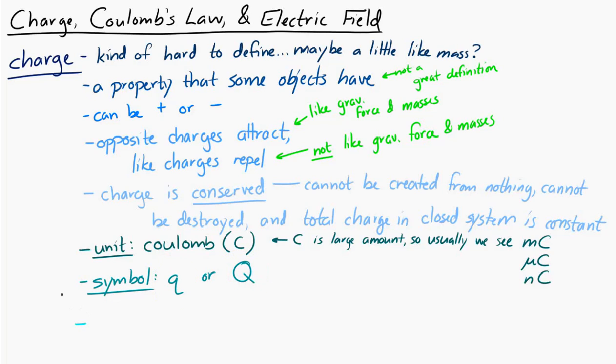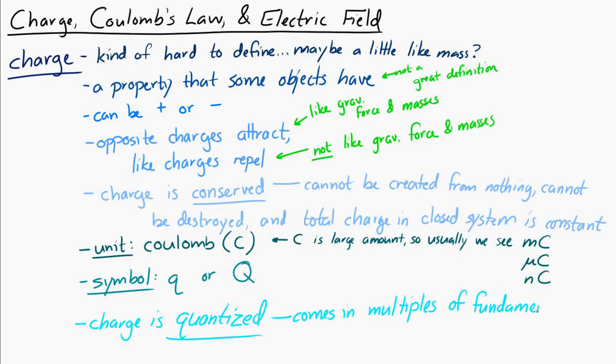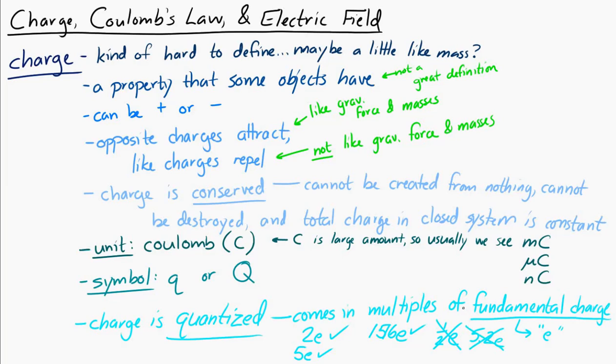Another strange property of charge is that it is quantized. That means it comes in multiples of this quantity called the fundamental charge. So we can have 2 times the fundamental charge, or we can have 5 times the fundamental charge, or we can have 1,516 of the fundamental charge on an object, but we cannot ever have half of the fundamental charge on an object, or 5.2 of the fundamental charge on an object, or 1/100th of the fundamental charge of an object. It is quantized, meaning it comes in these lumps of the fundamental charge.